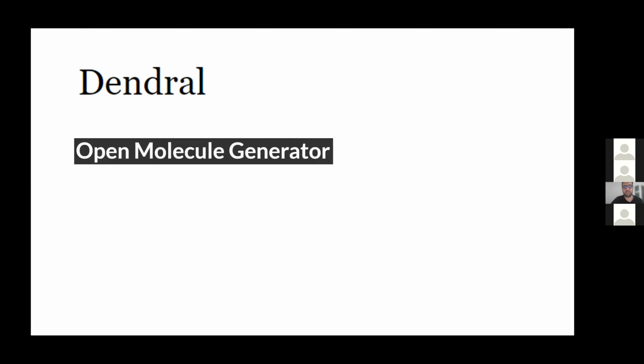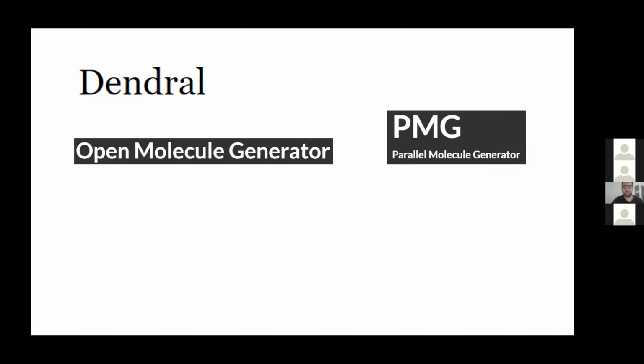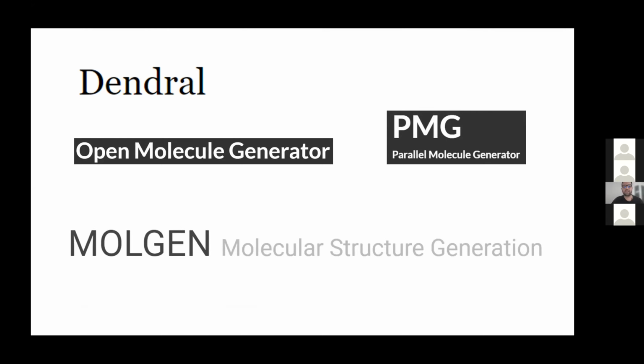So just to summarize again how the journey of chemical graph generators started: it started with DENDRAL, and then as open source structure generators, we had the Open Molecule Generator and the Parallel Molecule Generator, PMG, as a successor of OMG. But in the field, the fastest structure generator, until last night, was MAYGEN, developed by a mathematician from Bayreuth University. The disadvantages: it's commercial and closed source.